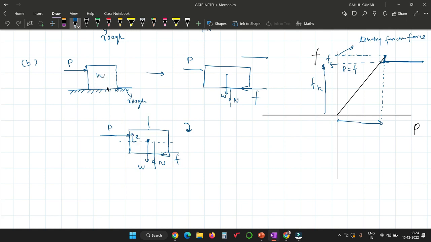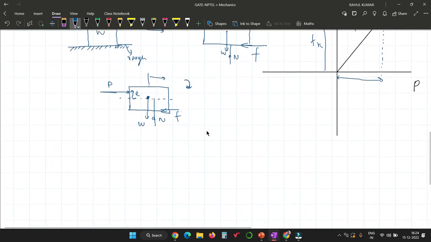That's why, if the block has a definite width, if it is not a particle but a rigid body with some dimension, then definitely the normal reaction has to shift along this direction to maintain the moment equilibrium.